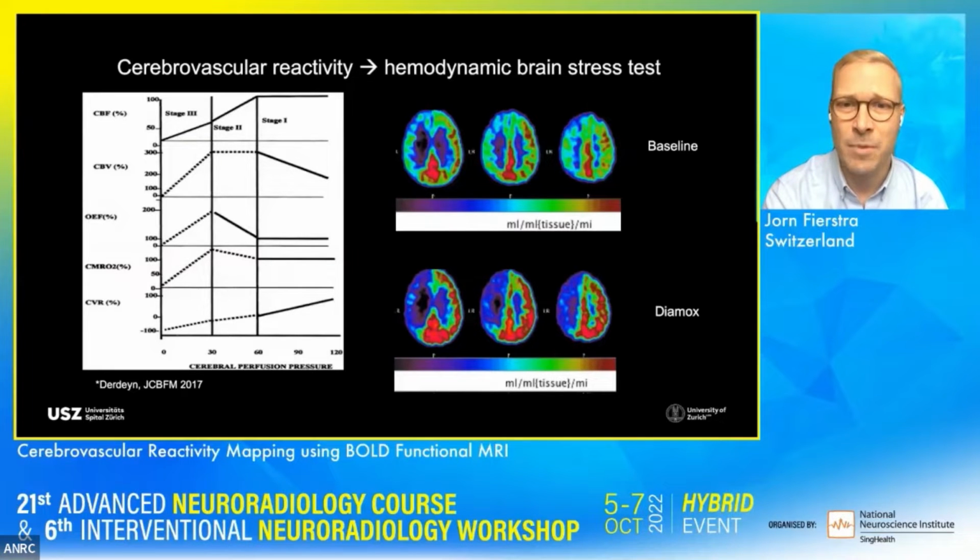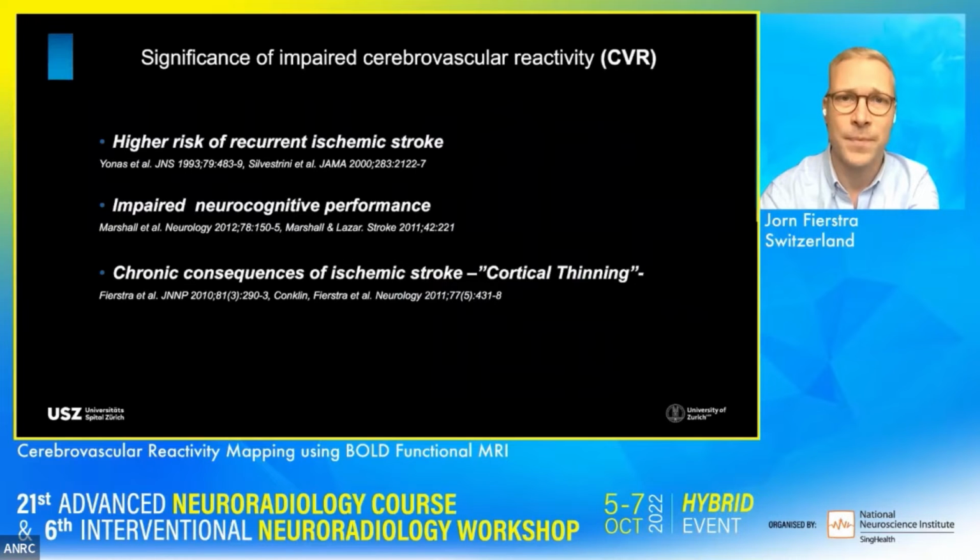You see that after Diamox, after the brain is stressed, you see in the right hemisphere that there is hypoperfusion, so hemodynamic failure. This is what we're very interested in, because this shows us whether a patient is at risk for brain pathology, and especially for recurrent ischemic stroke. This is where CVR has given a lot of merit, and is a very important marker: if you know that the CVR is impaired, there could be a higher risk of recurrent ischemic stroke in patients with cerebrovascular disease.